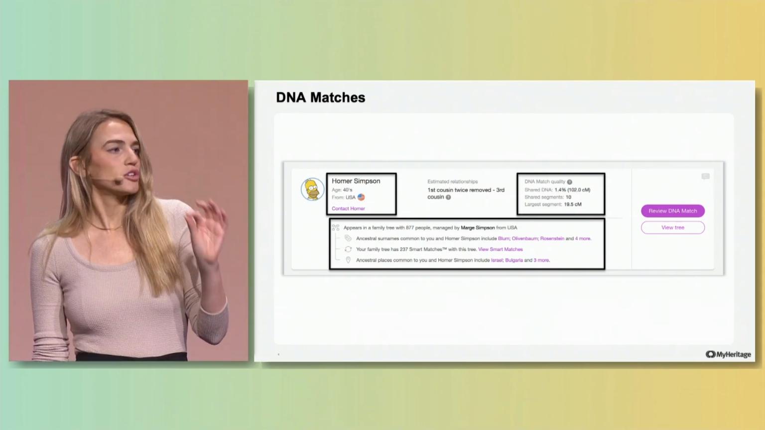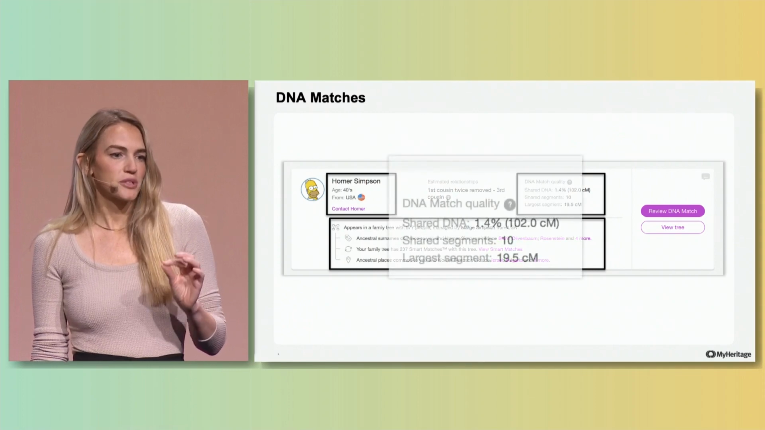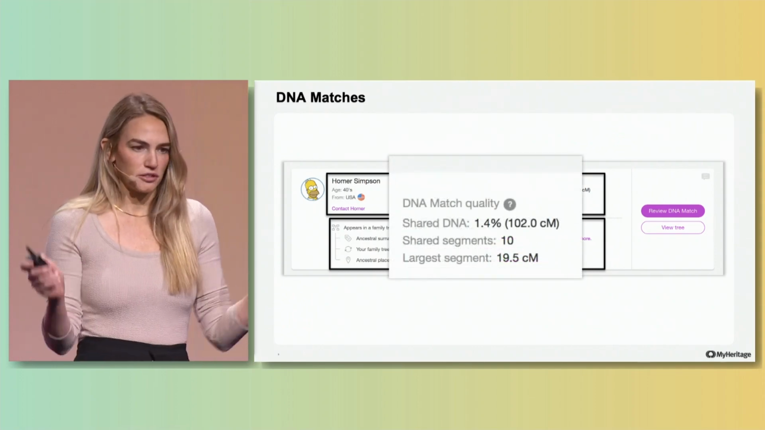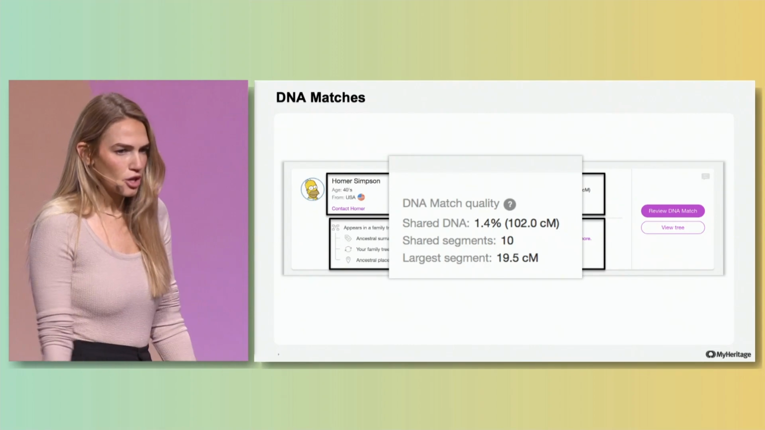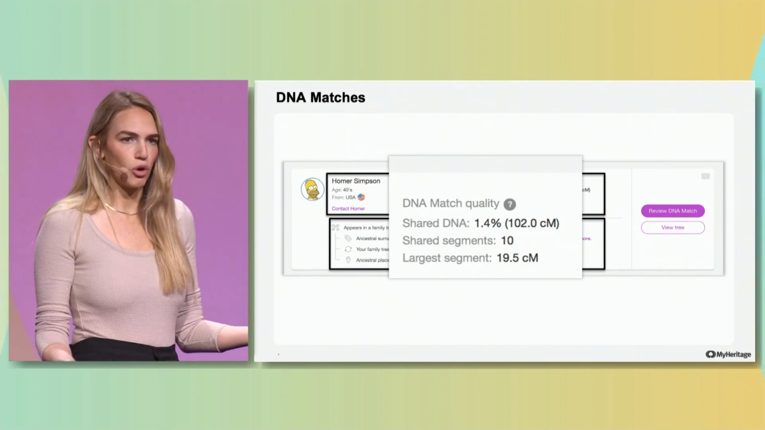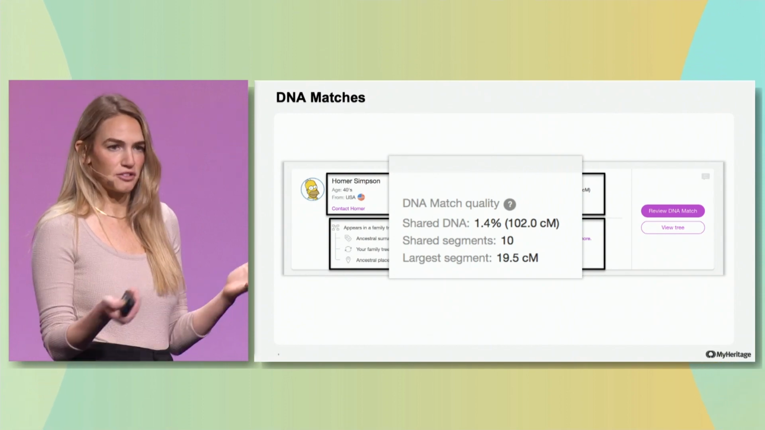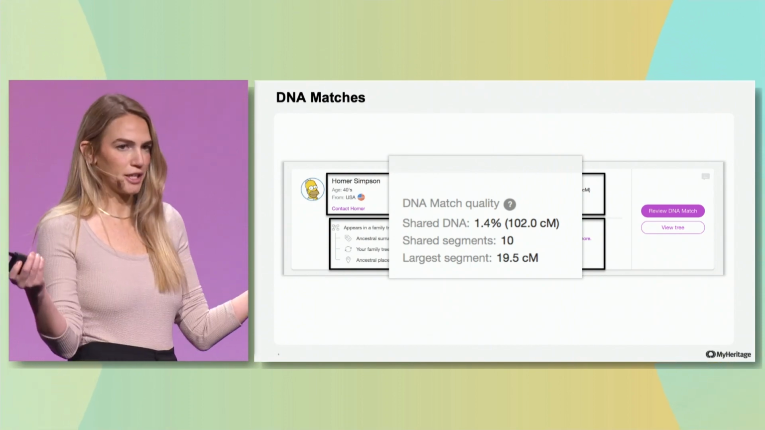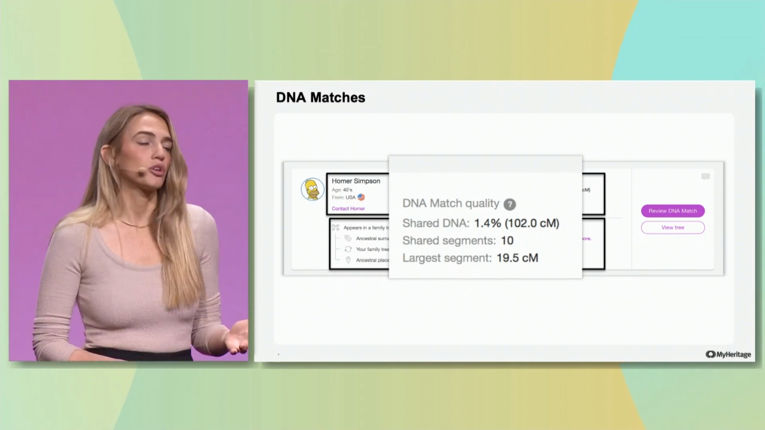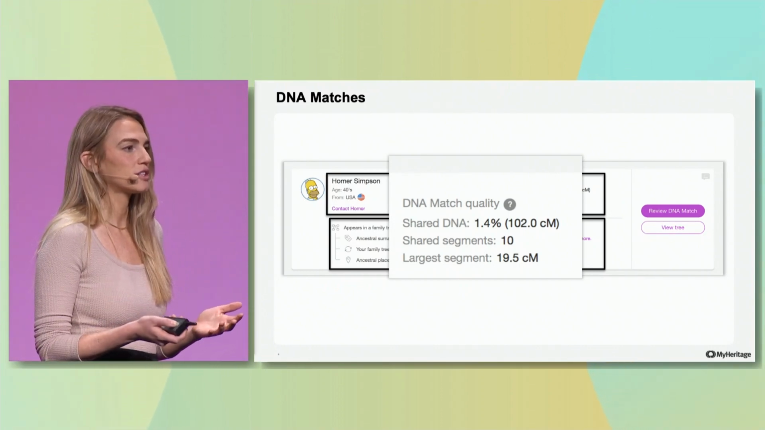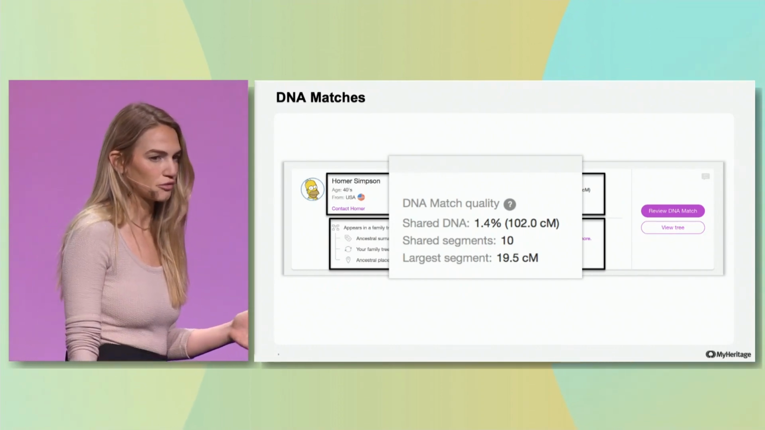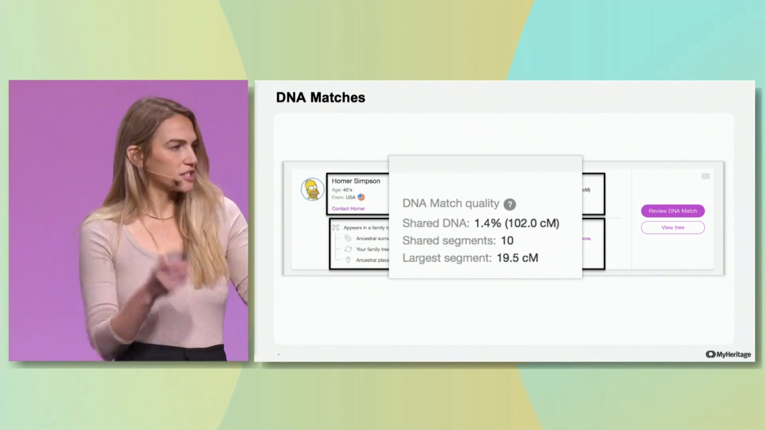But in terms of genetic data, what I'm seeing here is DNA match quality. And what does it mean? So I'm seeing the shared DNA that I have with Homer, which you can see is presented either in percentages or in centimorgan. And I will explain shortly what a centimorgan is. You can see the amount of shared segments and the size of the largest segment that you have with Homer. So all of this is nice, but what does it mean?